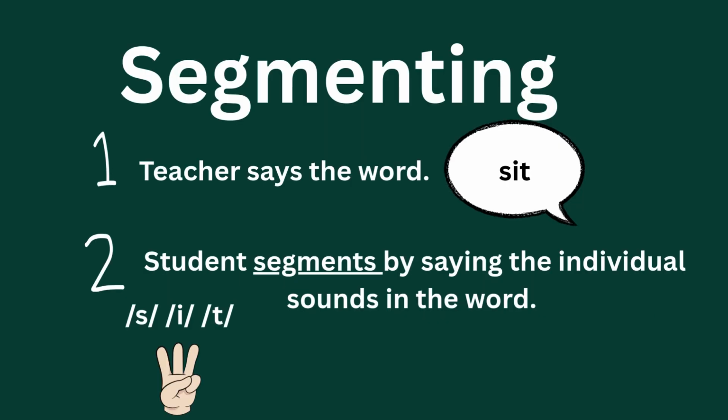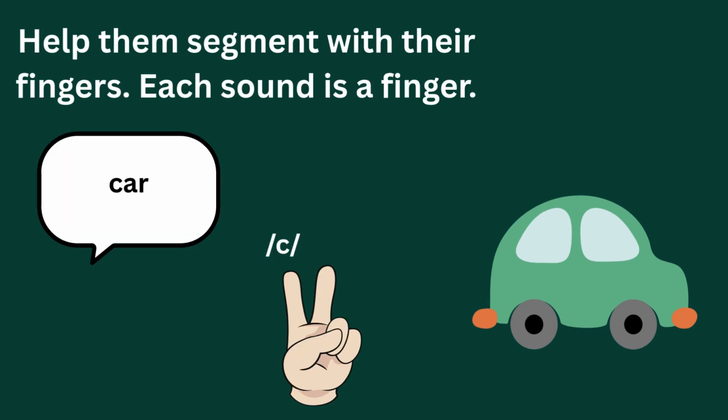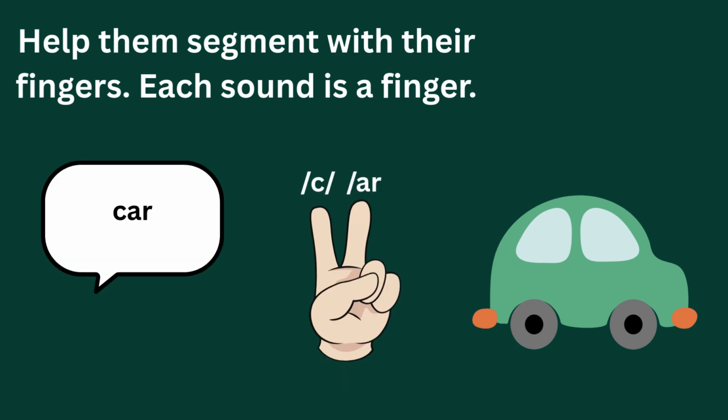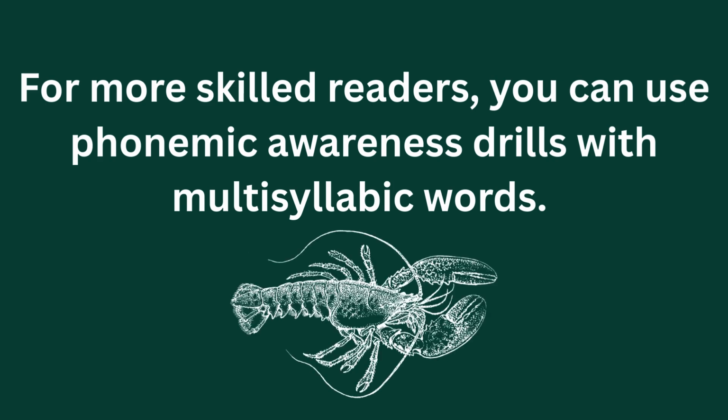For segmenting, you do the reverse. The teacher would say the word sit, and the student would segment, saying the sounds: s, i, t. In order to conduct a segmenting drill, you will tell the student the word, in this example, car. They are going to count the sounds with their finger: k, ar. For more skilled readers, you can use phonemic awareness drills that are multisyllabic.